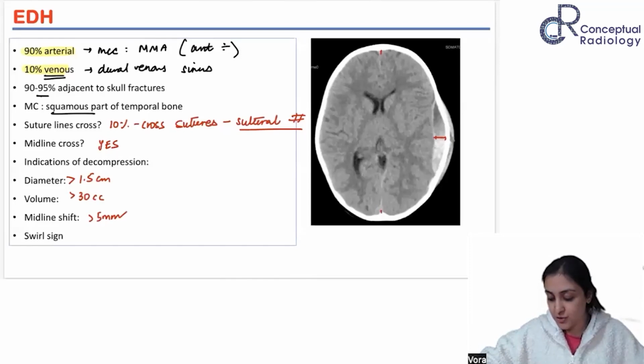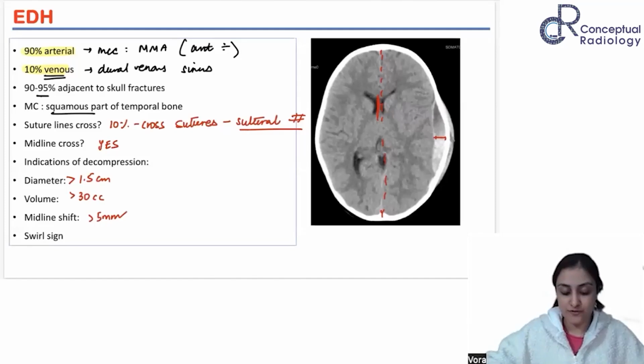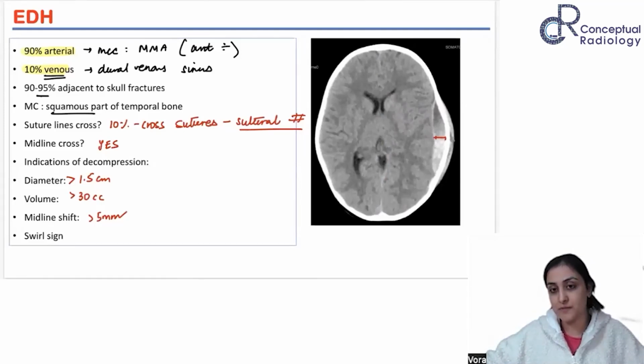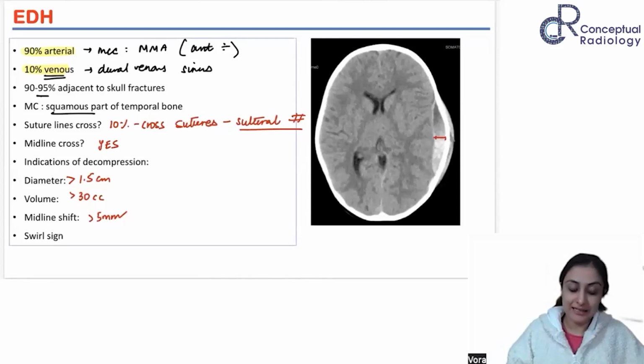So you see the falx here. So you draw a line from the middle, and then you see the septum pellucidum, right? The distance between the two is going to be your midline shift. So a line through the middle. How do you know the middle? So you see the falx. So draw a line through the falx and then draw a line through the septum pellucidum. See the difference. That is how we calculate the midline shift. Any midline shift more than 5 millimeters.